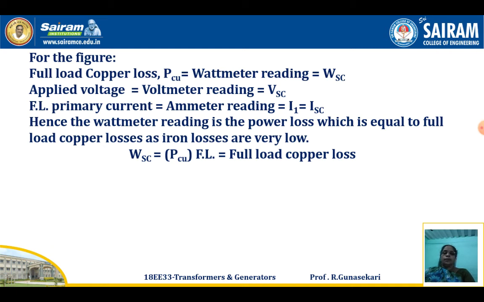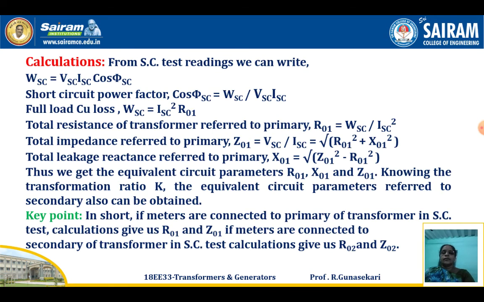Already I told you the wattmeter reading recorded the full load copper loss, the voltmeter reading recorded the short circuit voltage or applied voltage, and the ammeter recorded the full load primary current or short circuit current only. So therefore, the short circuit power is equal to the full load copper loss. From the short circuit readings, we can calculate WSC equal to VSC ISC cos φSC. So the short circuit power factor cos φSC is equal to WSC divided by VSC ISC.